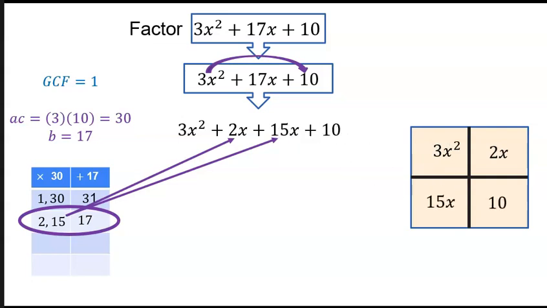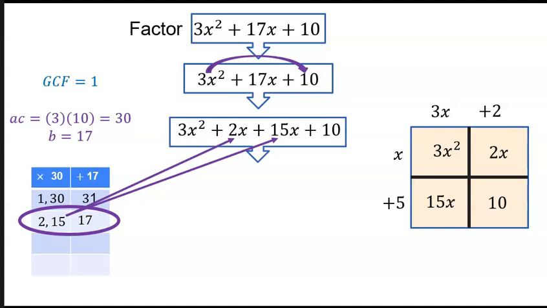And then find the greatest common factor of each row and column of my box. Once I have my factors from the top and left side of my box, I use them to write my quadratic expression in factored form.